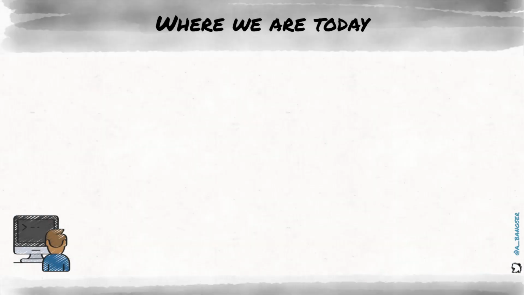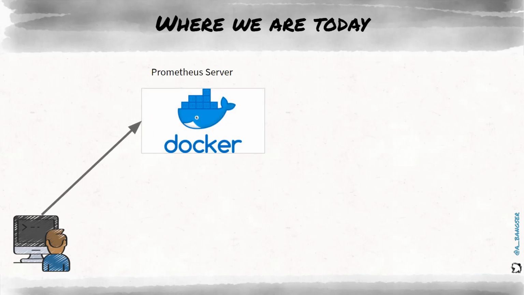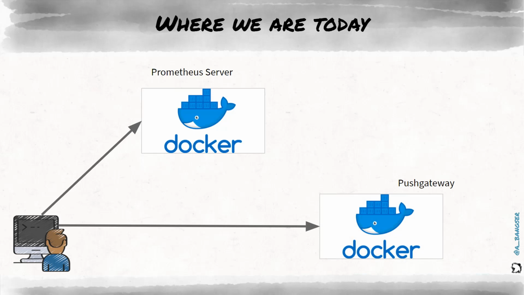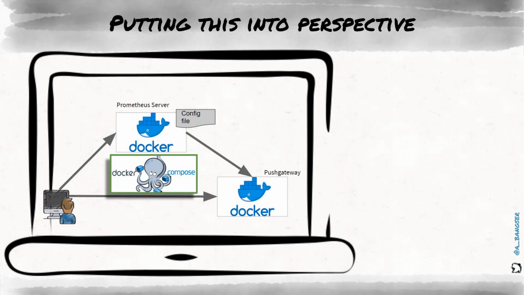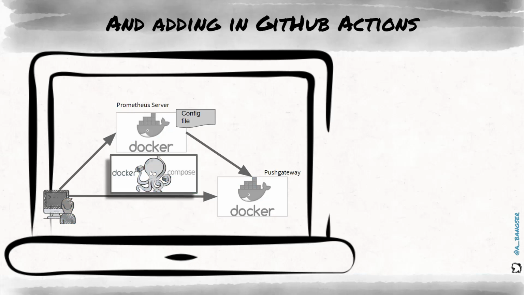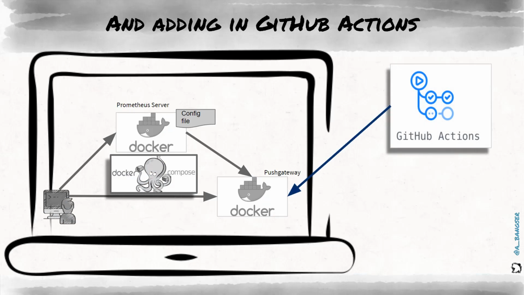So as a recap, where we are today is that we have our computers that can speak to a Prometheus server that's running in Docker, that can also speak to a Prometheus Pushgateway running in Docker, and those can speak to each other due to a config file. We're doing all of this using Docker Compose. But if we put this in a bit of perspective, this is all actually happening on our laptops. And what we really need is we need GitHub and GitHub Actions more specifically to be able to speak to this Pushgateway that's running on our laptops. So when we want to add in this GitHub Actions, how can we do that?